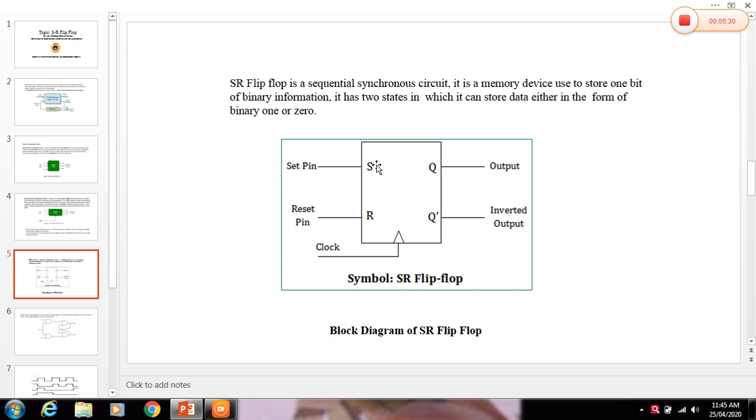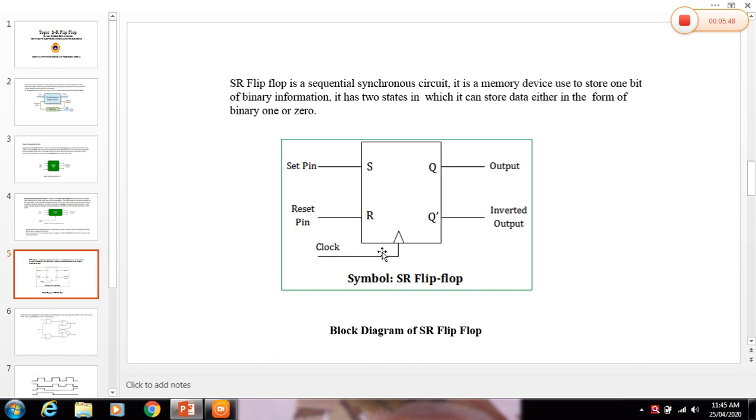This is the S pin, the set input. This is the reset input. Here the output is generated, which is denoted by Q, and Q bar is the inverted output. Q bar is the complement of Q. And here we have the use of a clock pulse.